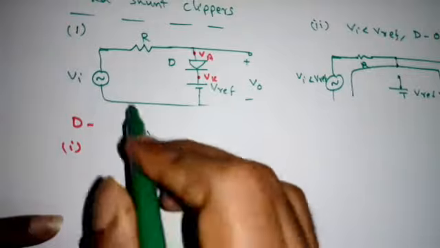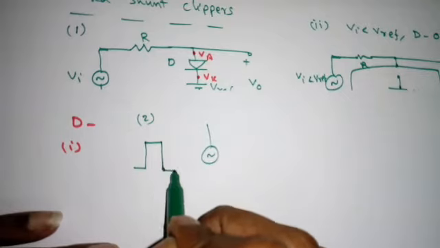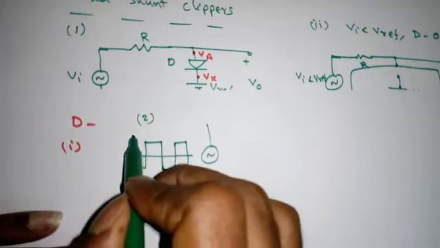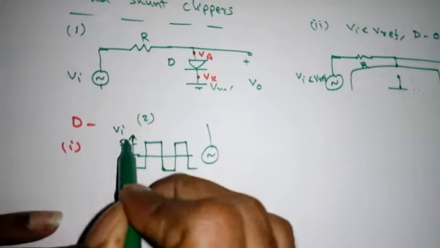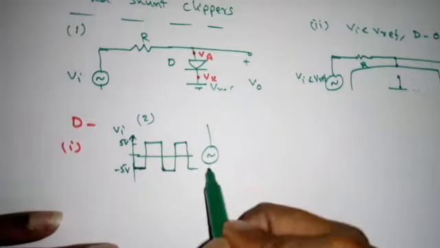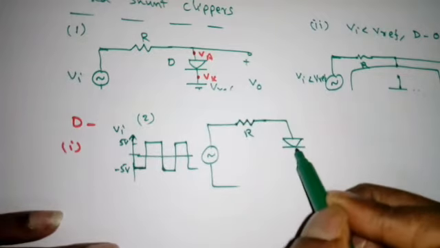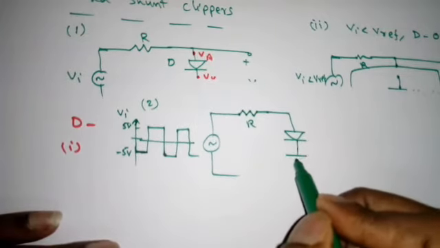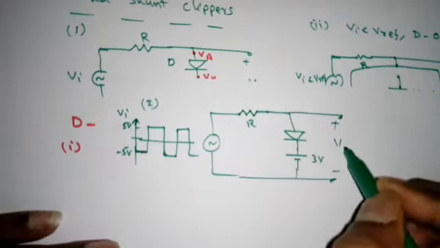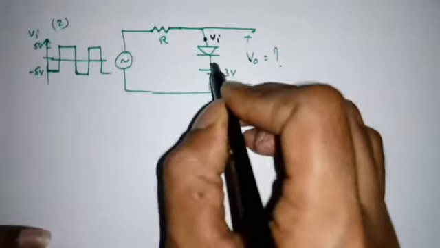Now the second circuit I will take with numerical values. Suppose this is some square waveform, something like this. This is the Vi. So 5 volt, minus 5 volt. See, starting is negative half cycle, no problem. This is R, diode D. Then suppose I take 3 volts. Now what is the output? So what is the output waveform? So very simple. So this is directly I can say Vi, this is 3 volt.